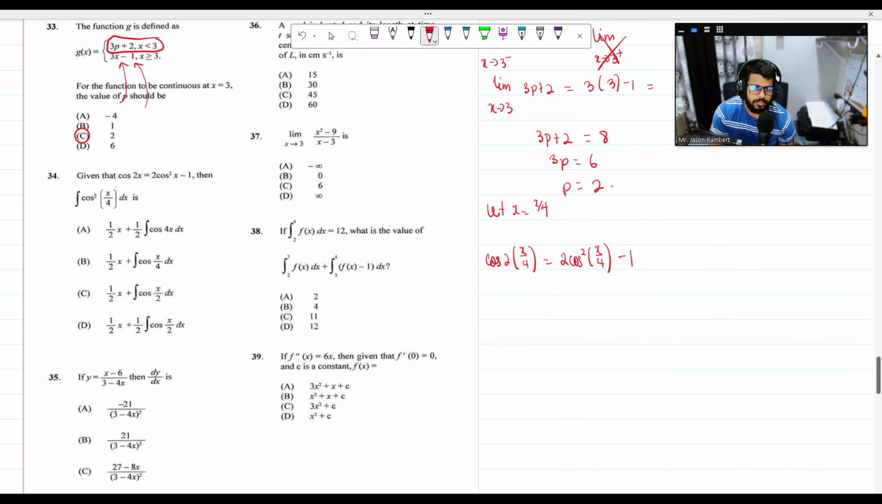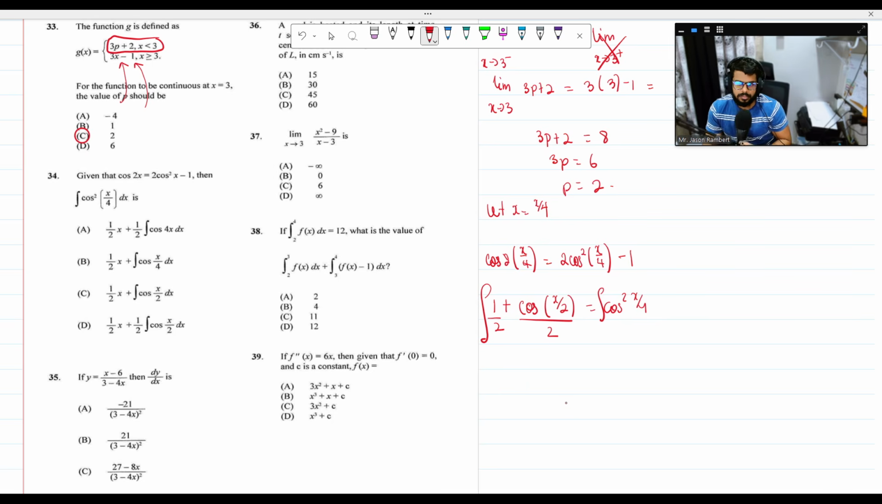I want to get the integral of cos squared x over 4, so I'm going to have to do a little bit of rearranging. Let me move the minus 1 across. The 2s cancel to give me 2. The 1 comes across to give me 1 plus cosine of x over 2. And I'm dividing each of these terms by 2. And I want the integral of this side, which means I have to integrate this side.